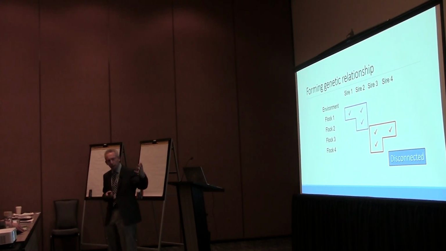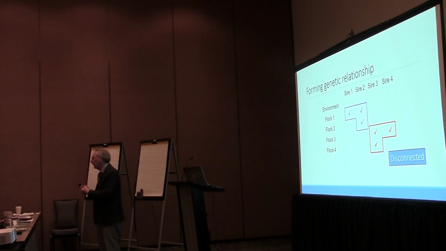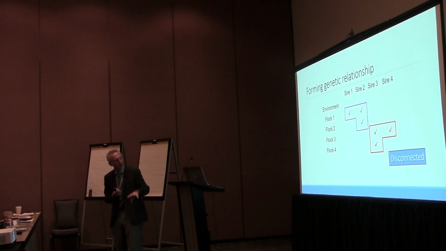Connectedness is all about trying to address that reality in our programs, to disentangle the genetics from the environment, given the fact that they can be confounded. Sire 3 and 4 are only in flock 3 and 4. Sire 1 and 2 are only in flock 1 and 2. And those environments may inherently be different. That's the bottom line of what we're trying to do.